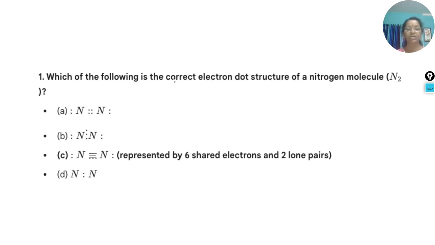Then, which of the following is the correct electron dot structure of a nitrogen molecule? Only in this case, both nitrogens have 8 electrons. So this is the correct answer, option C. In all other cases, both the nitrogens are not completing their octet.